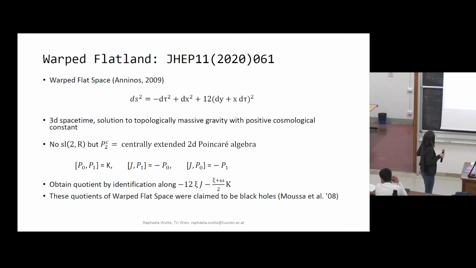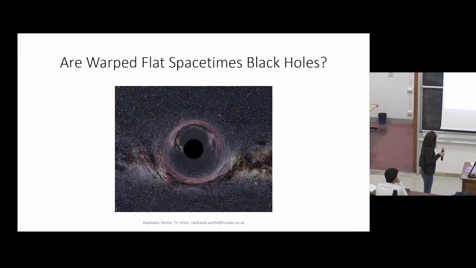And these quotients of warped flat space were claimed to be black holes, and this is how we originally got interested in them, because they were somehow black holes with these funny isometries, and we were interested: what is the deal with them? So one question that we wanted to answer was, are these warped flat spacetimes black holes?